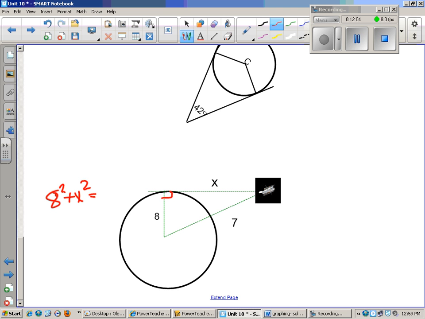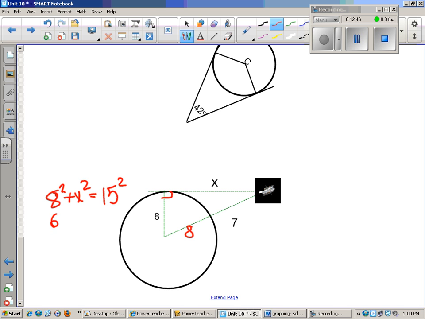Can it be 7? Why not? What is this called? The radius, right? So the radius has to be what? 8. So this whole side has to be longer than 8. If this were 12, I wouldn't be positive that wasn't the whole length. But since it was less than 8, I knew for sure it wasn't the whole thing. Does that make sense? So the whole length of the hypotenuse is 15.